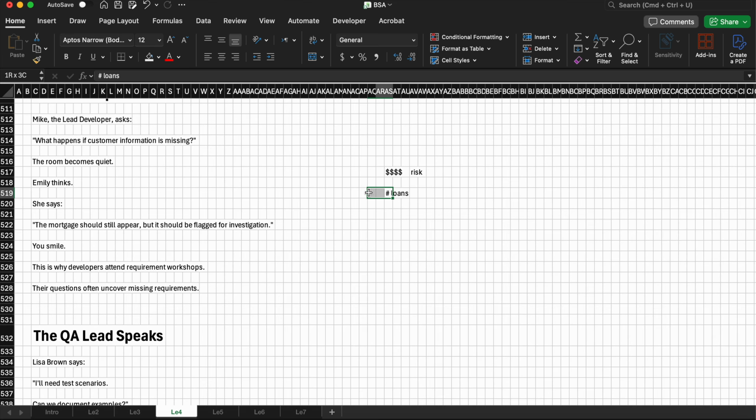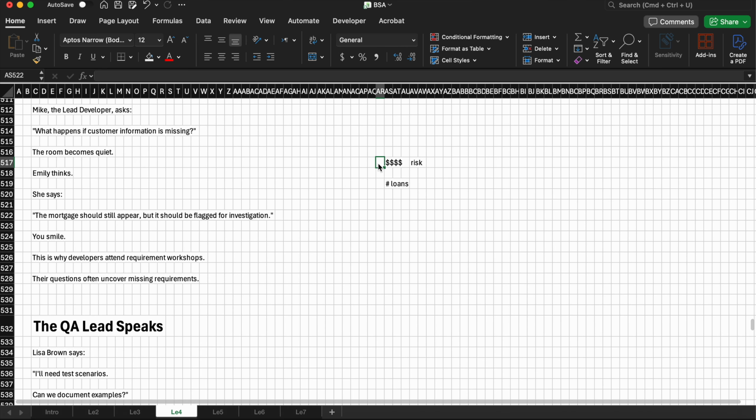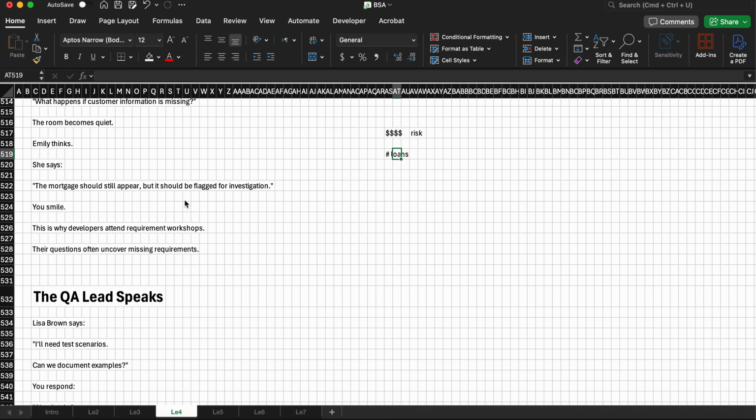Yes, but we can have a detailed investigation of why this loan failed. Did the loan officer collect the right document? Was the debt ratio calculated? Who approved this loan? We can go for investigation, but that's another thing. For the report, this is good, right? So that's what Emily is saying. The mortgage should still appear, but it should be flagged for investigation. So we are including that mortgage, counting it against the risk dollar, and including that loan number also. It doesn't matter which name, which age, but we need.